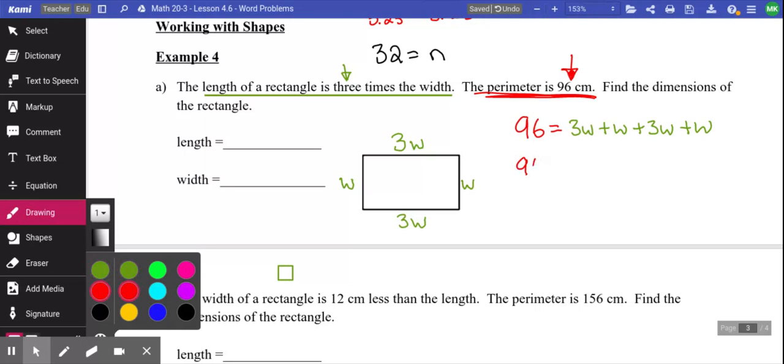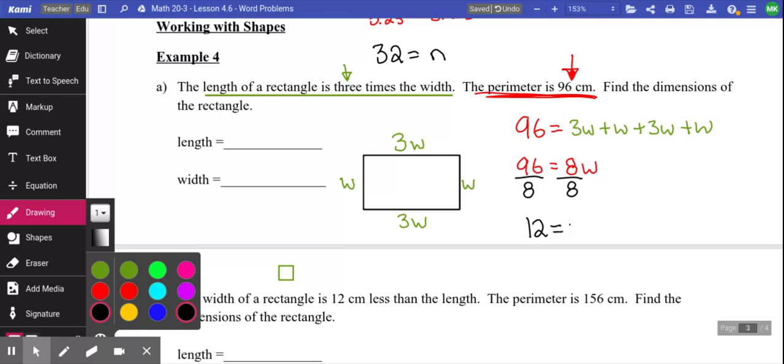That means what we have really is that 96 equals 3W plus 1W plus 3W plus 1W, which is 8Ws. And now you have an equation which you could solve for. So to figure out how long W is, you divide both sides by 8. 96 divided by 8 gives me 12 is the length of my W. If I use a little bit of logic, my length is 3 times that. So 3 times 12, which would be 36. My length is 36. My width is 12.